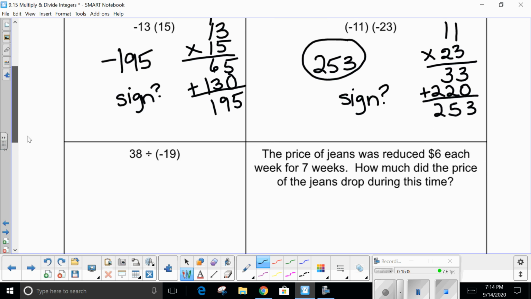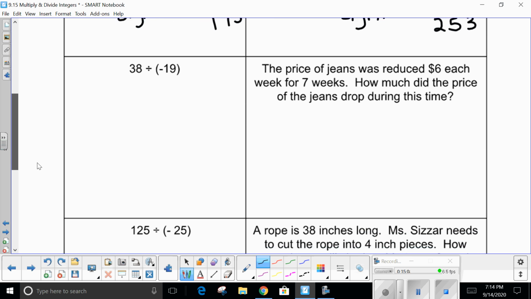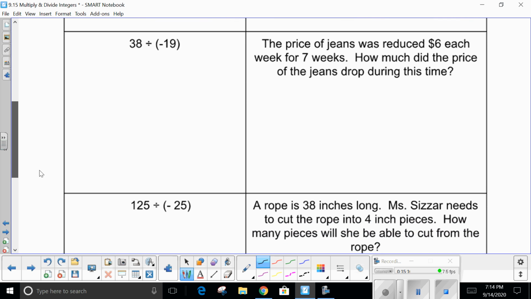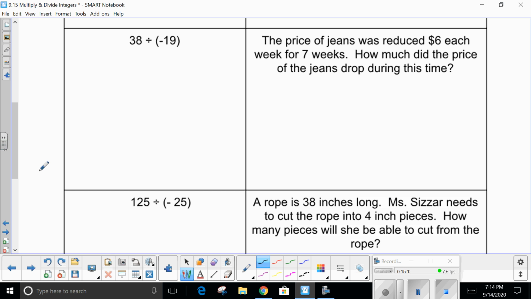So let's look at a couple more problems. Okay, we have 38 divided by negative 19. So we ignore the signs. Now notice this problem is division. So we're going to say 38 divided by 19. So we're going to say, how many times does 19 go into 38? Ignore the signs. We're going to make sure we get the signs straightened out at the very end.